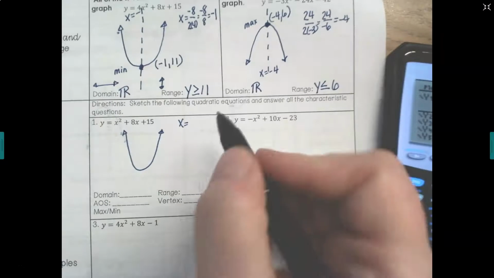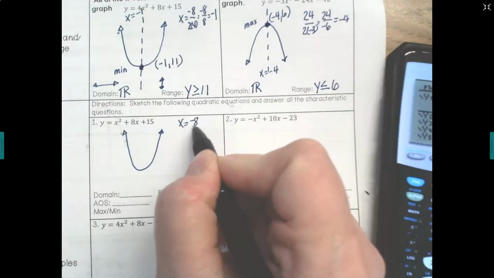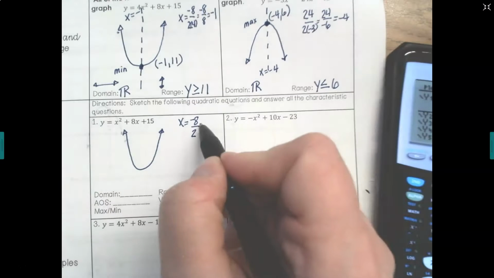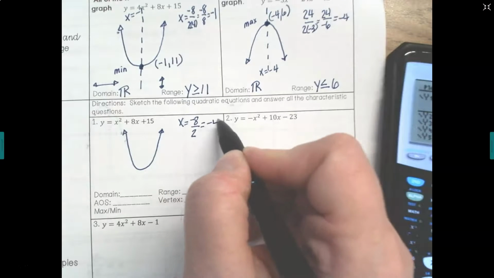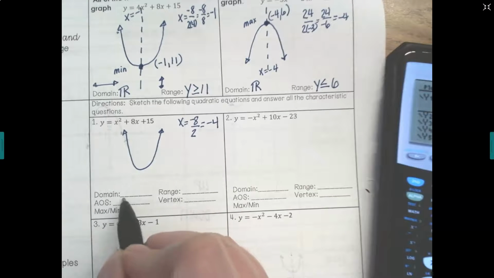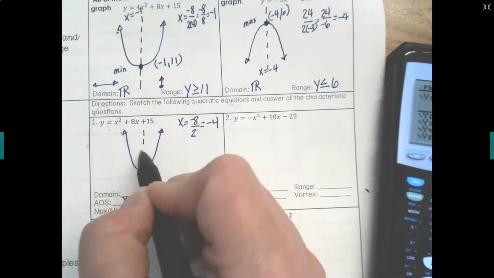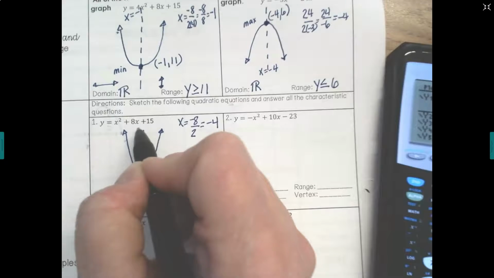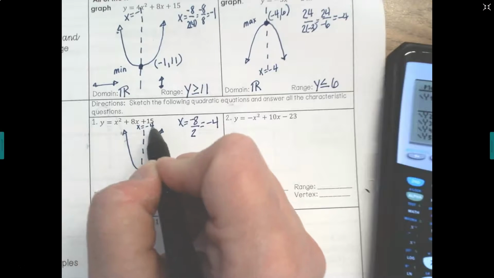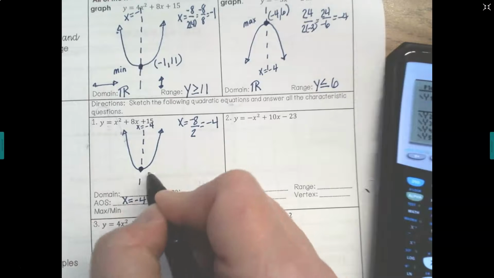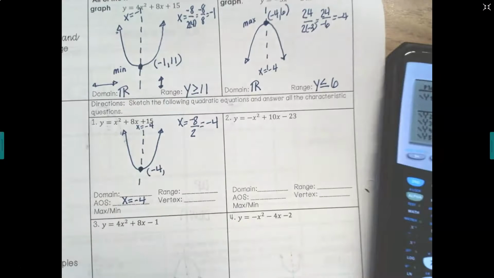So let's find the axis of symmetry. It's negative b divided by 2a. So it's negative 8 divided by 2, which is negative 4. That tells me my axis of symmetry is negative 4. So I'm going to sketch this in, and I'm going to label that x equals negative 4. I know that my vertex goes right through the same spot as the axis of symmetry, so they share the same x value of negative 4.